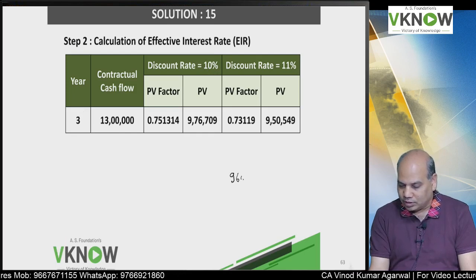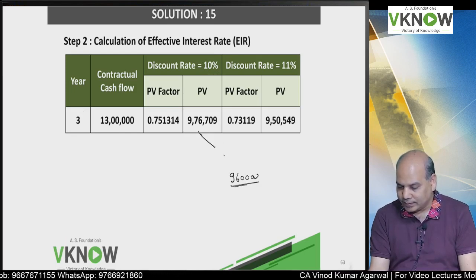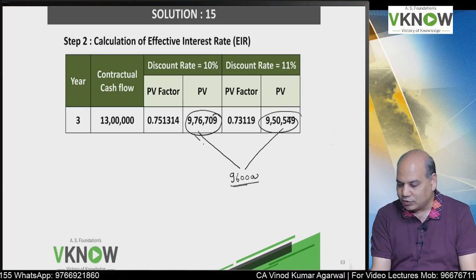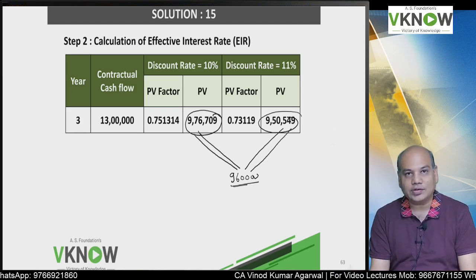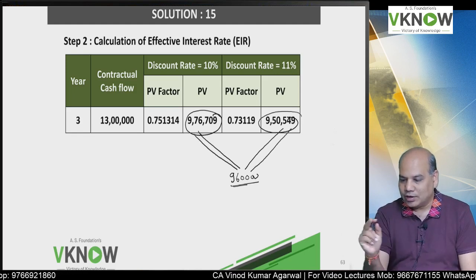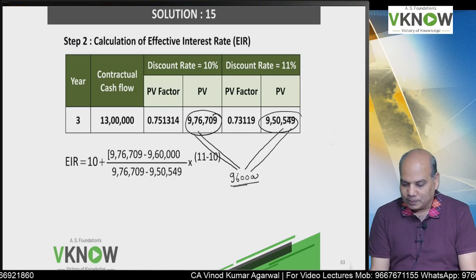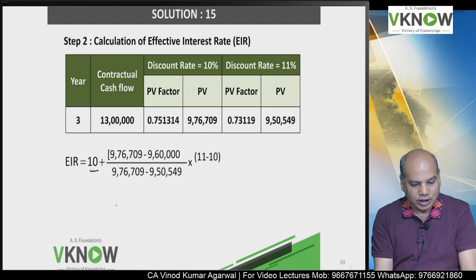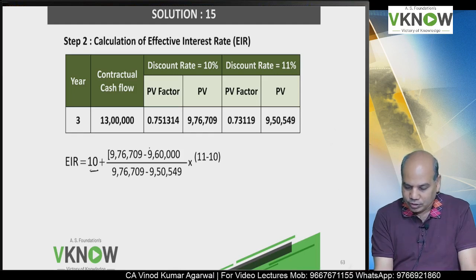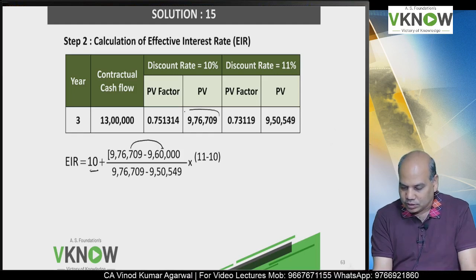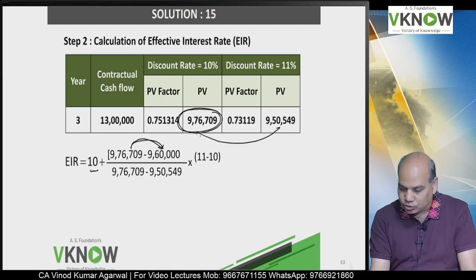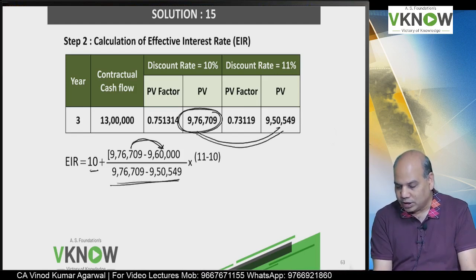And our initial amount was 9,60,000. Of these two numbers, one is more than 9,60,000 and one is less than 9,60,000. So IRR is between 10 and 11. We will apply the interpolation formula. IRR equals 10 plus the difference between this amount and 9,60,000 in the numerator, and the difference between these two amounts in the denominator.